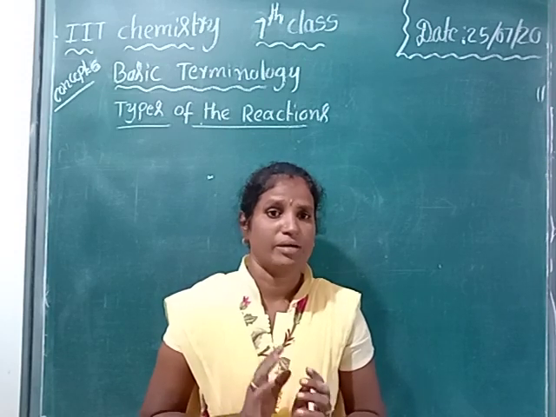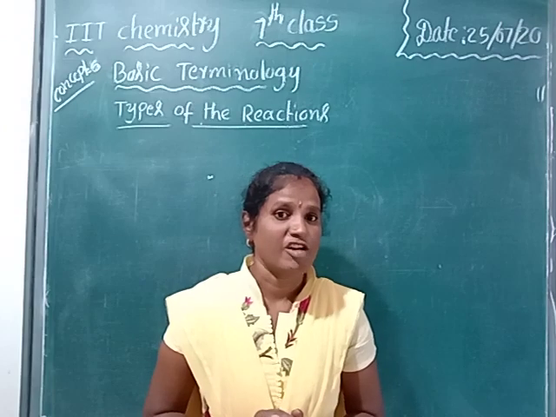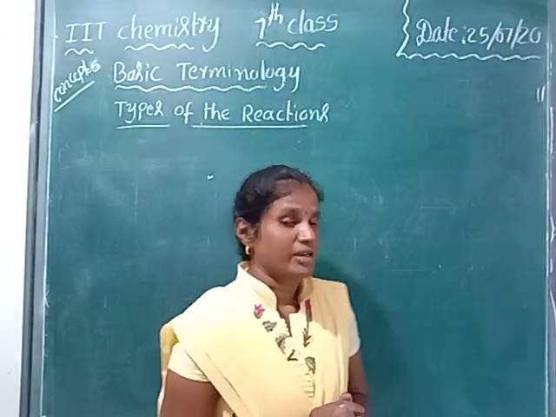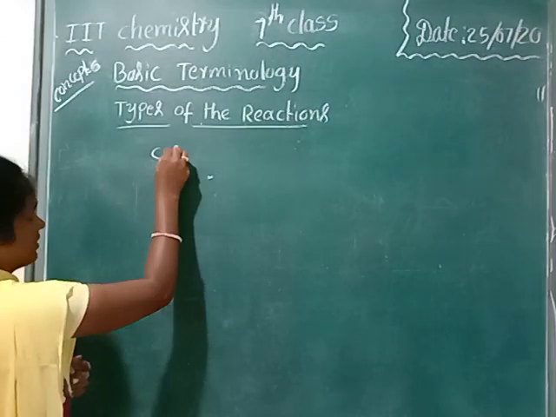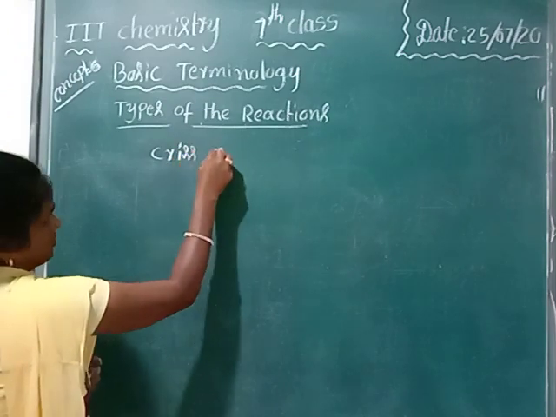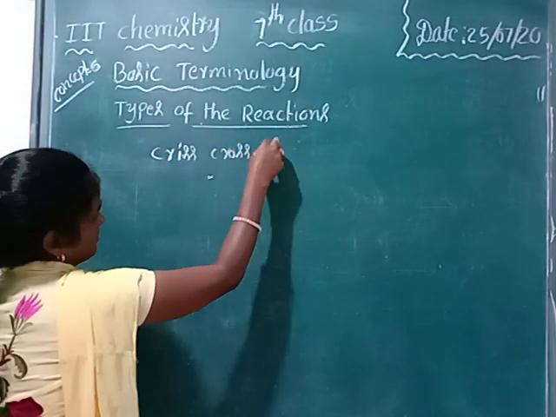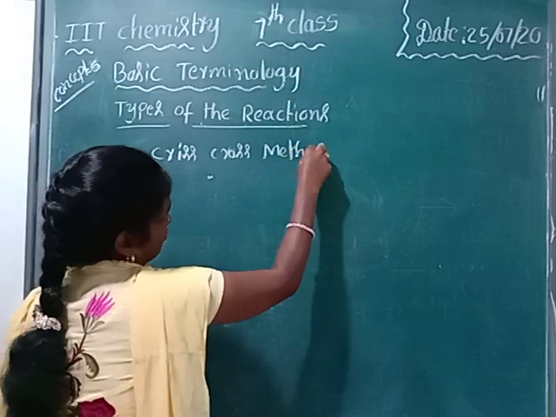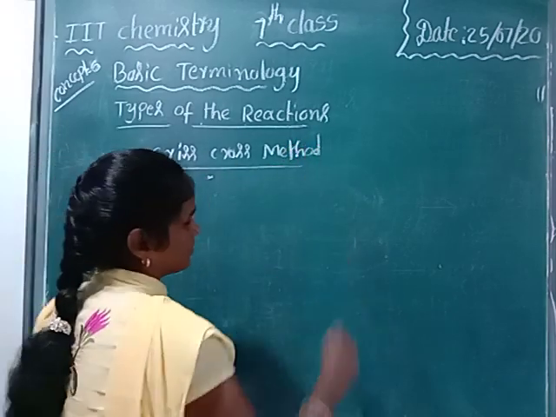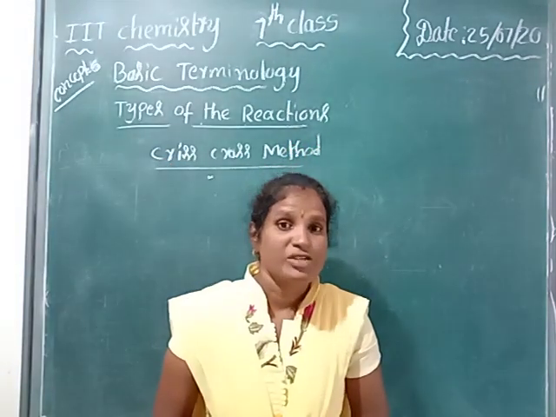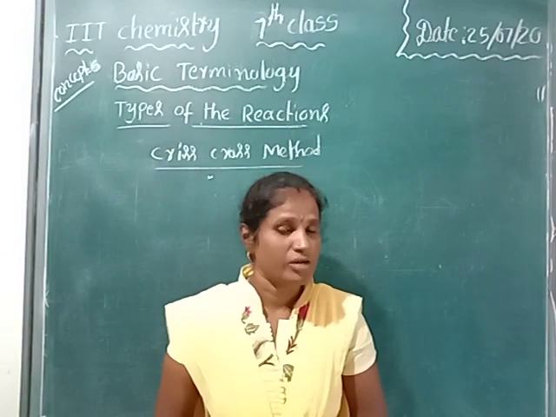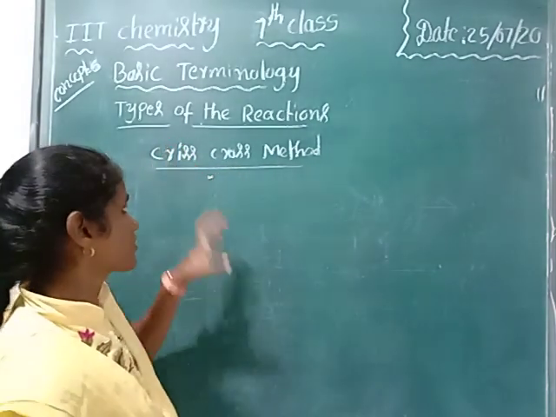The fourth concept, radicals. In the previous class we learned the criss-cross method. What is the criss-cross method, children? We learned so many examples also. First, do you know what radical ions are? Okay, very good.